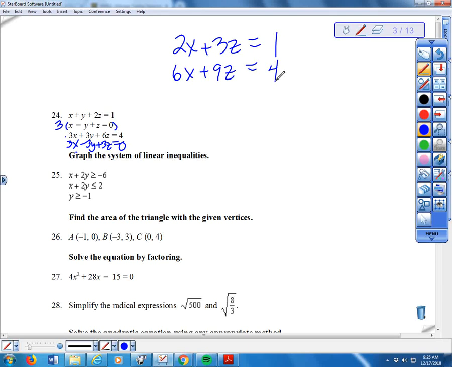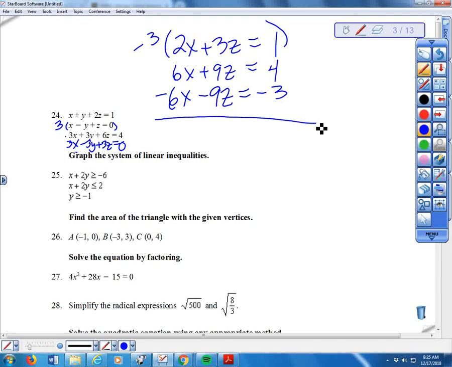Now I've got 2 equations, 2 unknowns, so I'm going to go ahead and just multiply this one by negative 3. I get 0 equals 1. That's not possible. What does that tell me? No solution. Why? What does that tell me about the 2 lines? That they are perpendicular. Nope. Parallel. Yep. So no solution here.